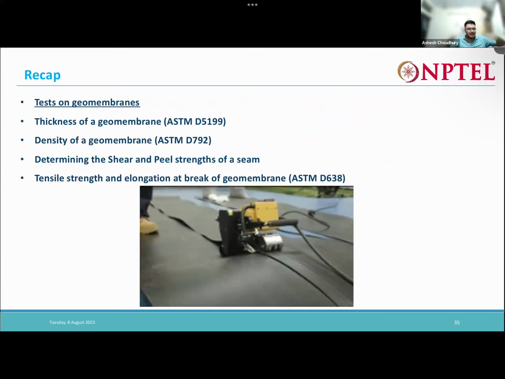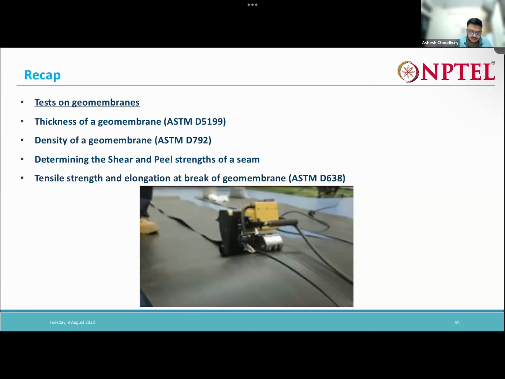Geomembranes have to be applied in very large areas, right? Canals, or as I said, landfills. So these rolls of geomembranes have to be connected. They are generally connected with heat. They are seamed with heat.